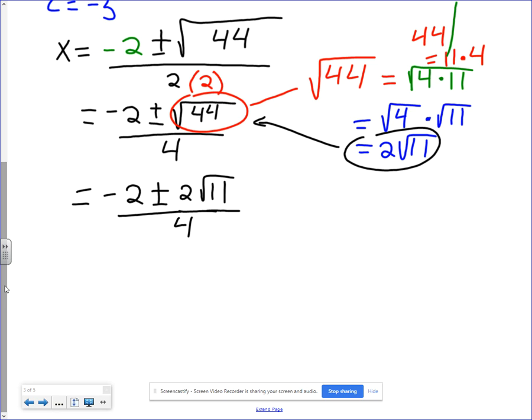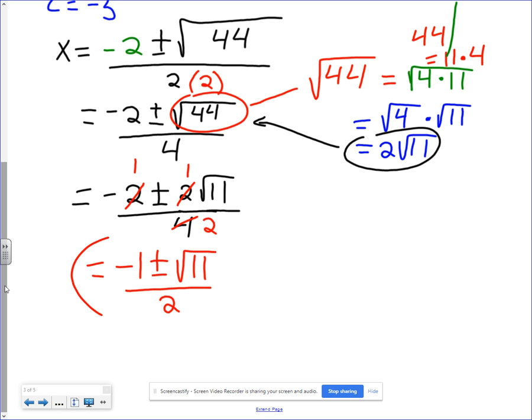And now, since this 2 is on the outside of the square root, we can go ahead and divide it through by a 2. So we'll divide by 2, that will be 1. We'll divide by 2, that will be 1. And we'll divide by 2, that will be 2. So our answer to this is going to be negative 1 plus or minus the square root of 11 all over 2. And based on the value we found for the discriminant, this makes sense because this plus or minus is 2 real but irrational solutions.